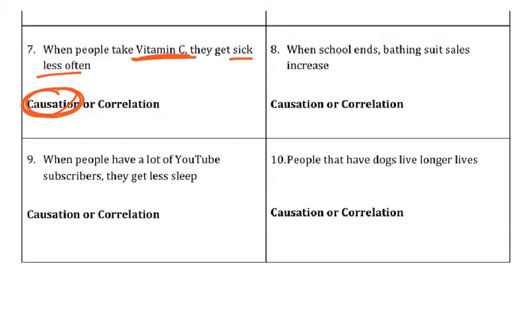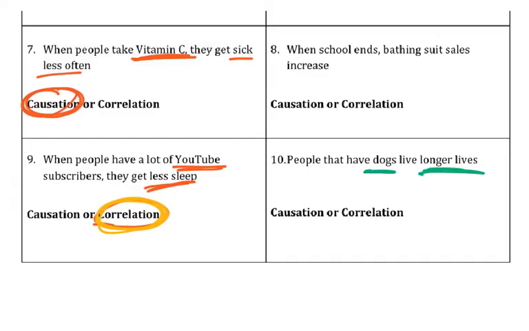Number 9, when people have a lot of YouTube subscribers, they get less sleep. So does YouTube cause you to sleep less? No. Someone can have a lot of YouTube subscribers, but they could get 12 hours of sleep a night. So there's a pattern that usually happens. People that are on YouTube a lot usually get less sleep, but it doesn't cause the other thing 100% of the time. Last one, number 10. People that have dogs live longer lives. Do dogs cause you to live longer? Is that a causation? Does it cause it to happen? Or is it just a correlation?